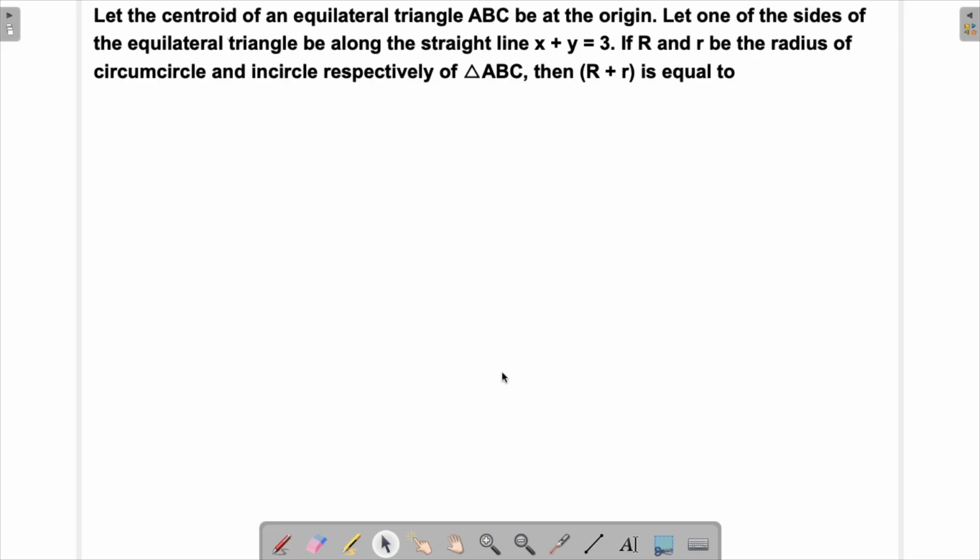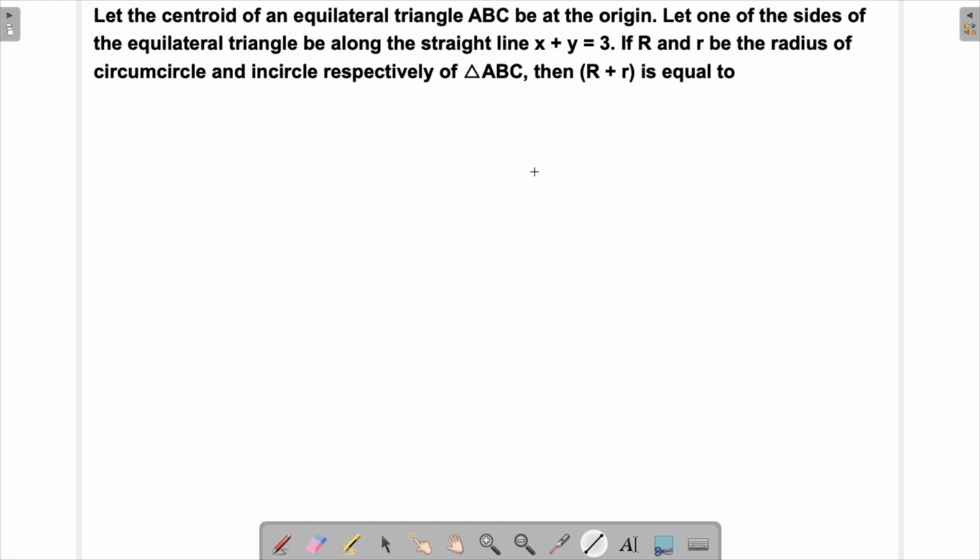So we're trying to solve a problem which appeared in one of the JEE Main exams. What has been asked here is to find the R plus r value, where R is the circumradius and small r is the inradius. We have been given a triangle for which we have to find it. This is an equilateral triangle ABC, and one of its sides is along the line x plus y equals 3. And the centroid of this triangle is at the origin.